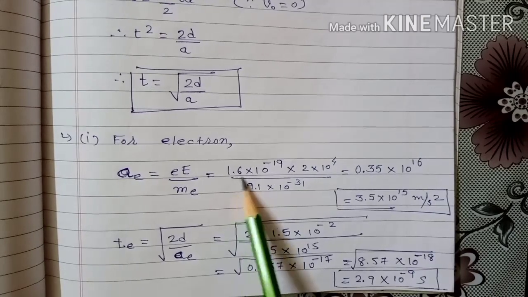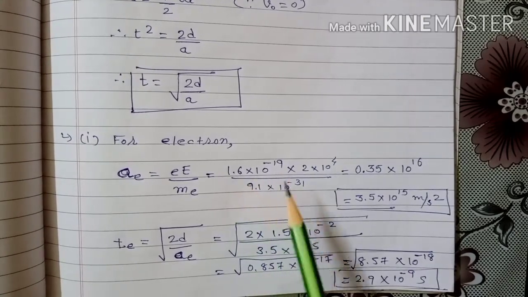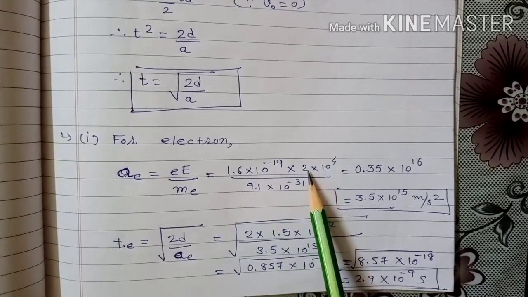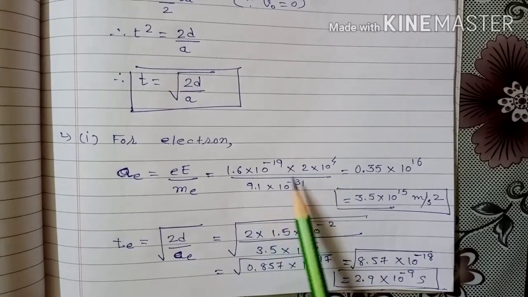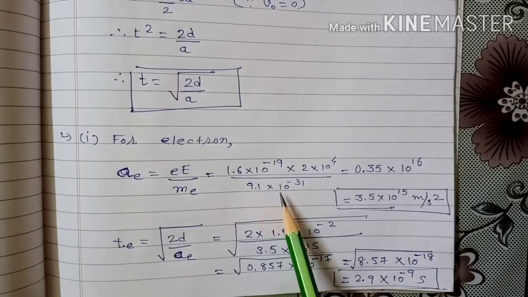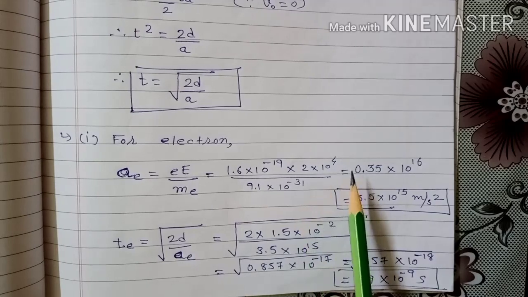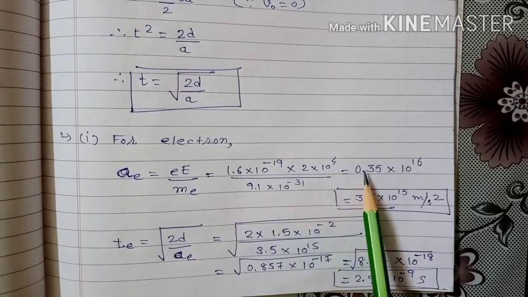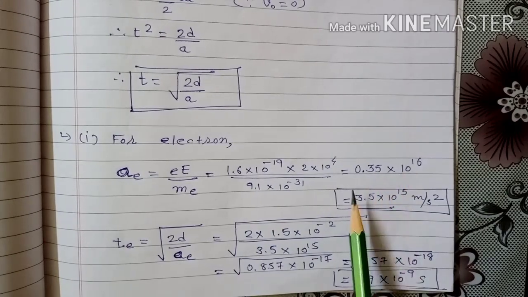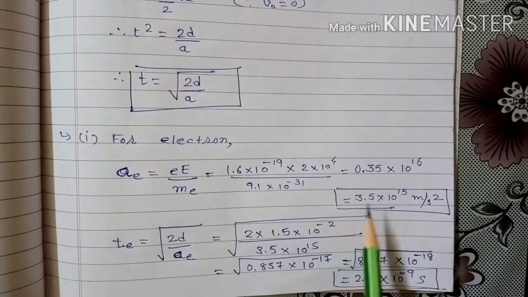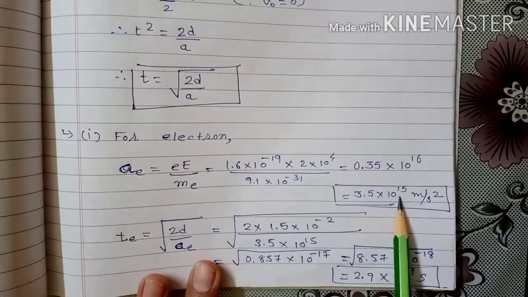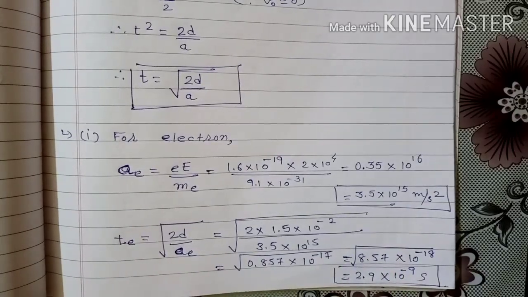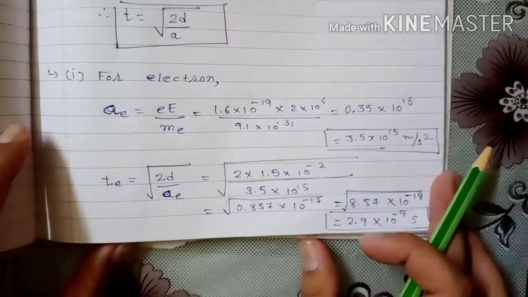Magnitude of charge of electron, that is 1.6 into 10 raised to minus 19. Electric field is given to us, 2 into 10 raised to 4, upon mass of electron, that is 9.1 into 10 raised to minus 31 kg. Substitute all these values and calculate. You will get 0.35 into 10 raised to 16. So this can be written as 3.5 into 10 raised to 15 meter per second square. Acceleration of electron is available to us.